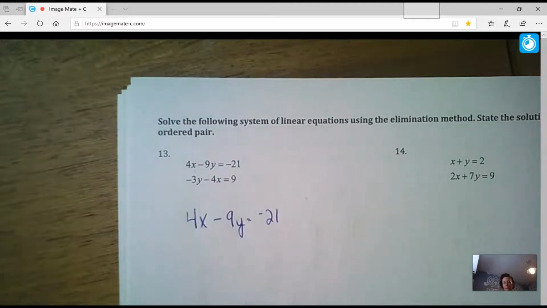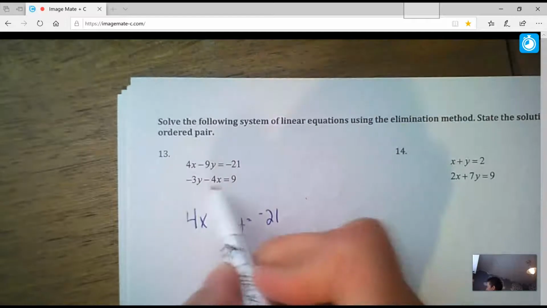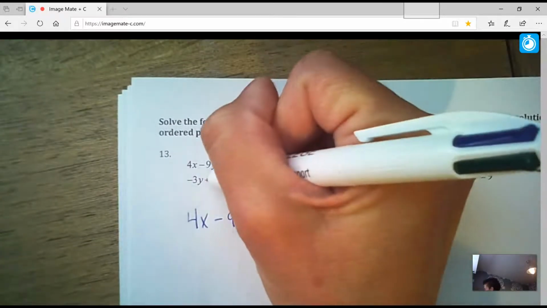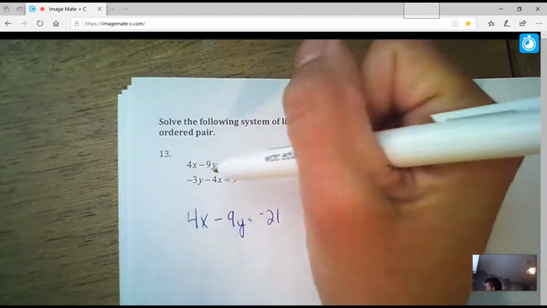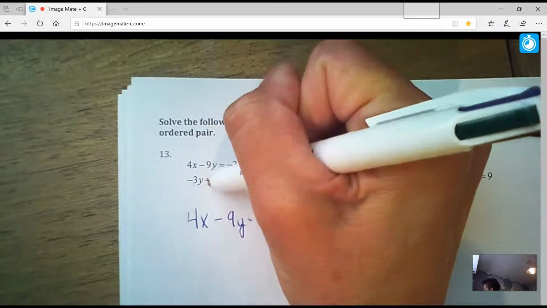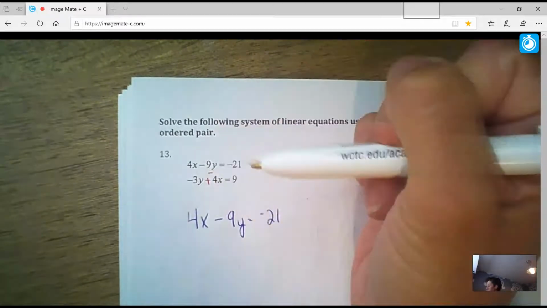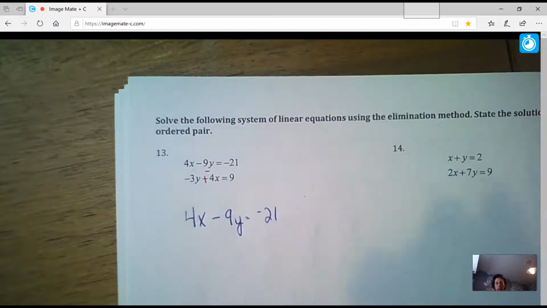Now, to make sure I don't mess anything up as far as subtraction and negative signs go, I'm going to take this subtraction and I'm just going to turn it into addition. And when I do that, I do this process called adding the opposite. So I'm just going to add, and then I'm going to take the opposite of 4x. So subtracting 4x is the same as adding negative 4x.